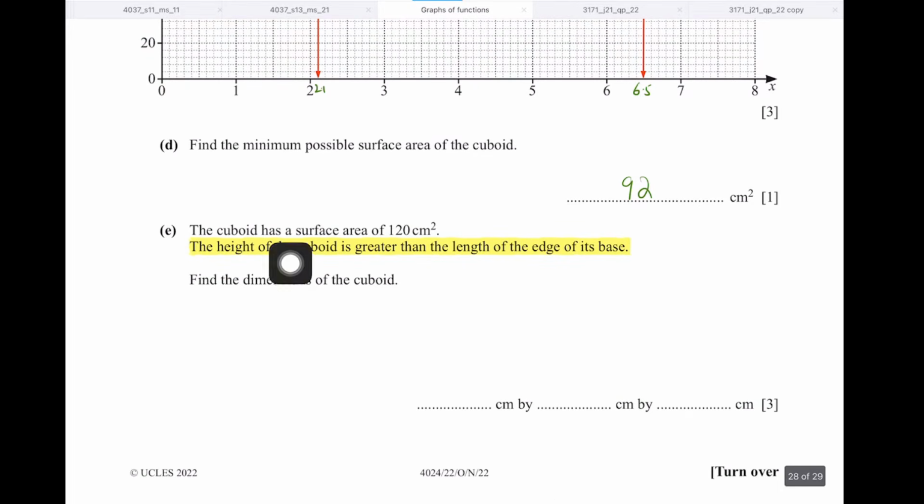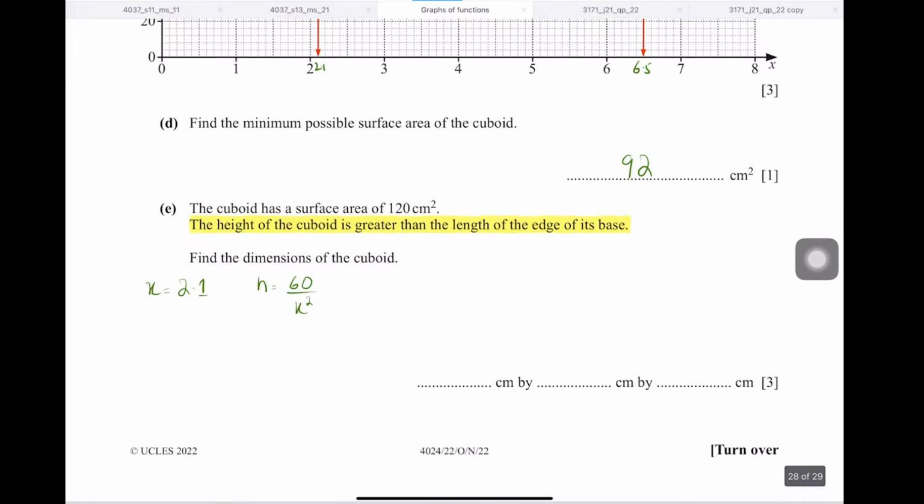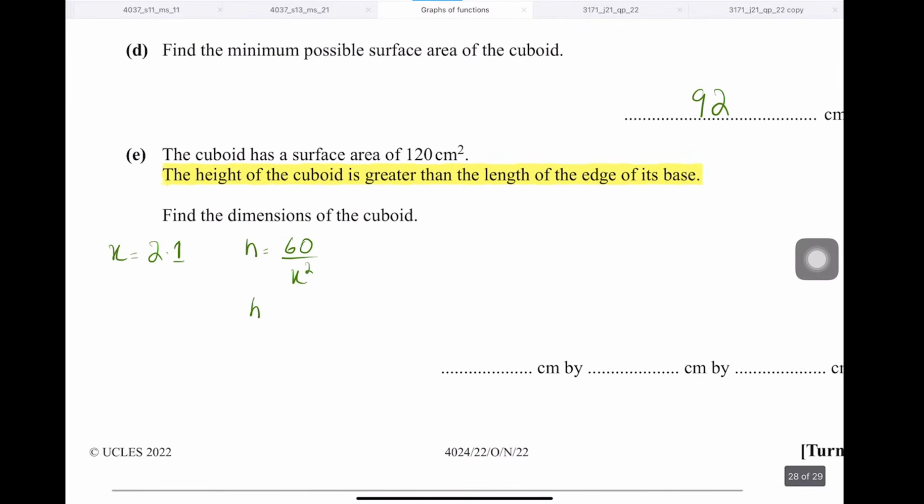We need to find out the dimensions of the cuboid. Now notice the question said that the height of the cuboid is greater than the length of the edge of its base. So let's say we go with the first value of x, which is 2.1. Now remember we formed an equation for the height which was 60 upon x square. Now using this value of x, can we find out the height? 60 divided by 2.1 squared. Let's see what we get. So we end up with 13.6.